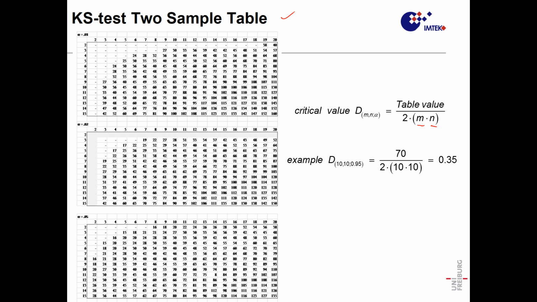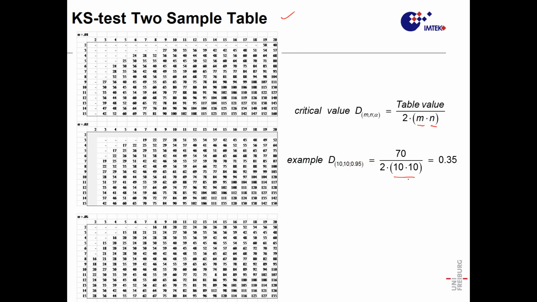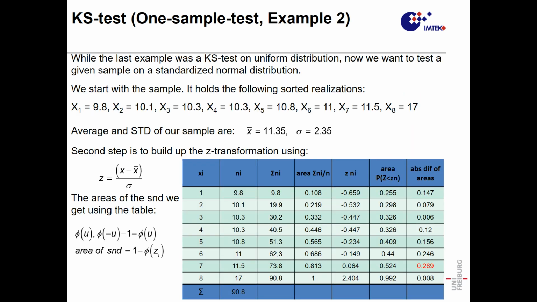But let's say that in this case, we have two distributions like this that both have 10 points. So we can have 10. And then you come here and you say 0.05, 10 points, 10 points, and you get your table value. The table value will be 70. Okay? You plug it here, and you get your t statistic again.